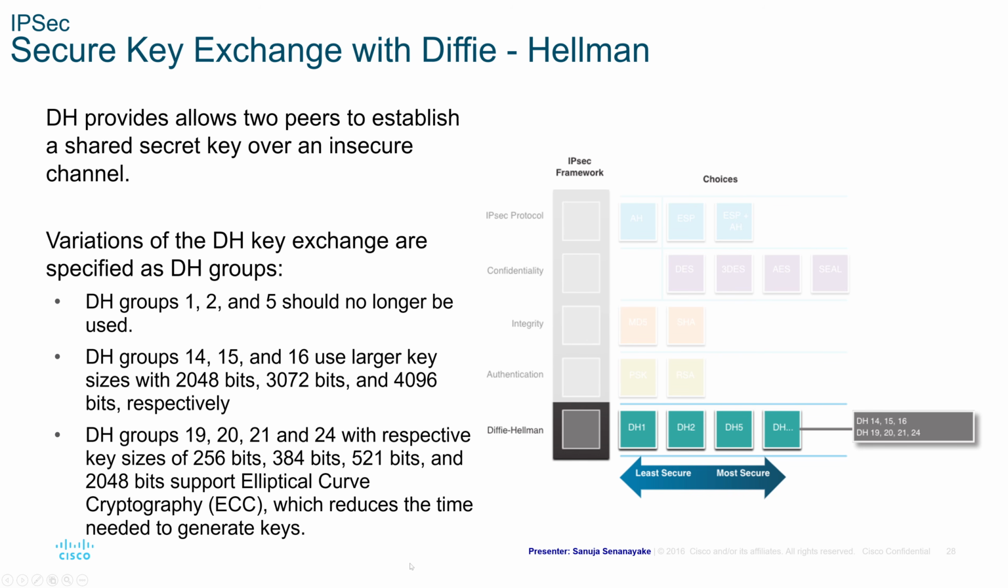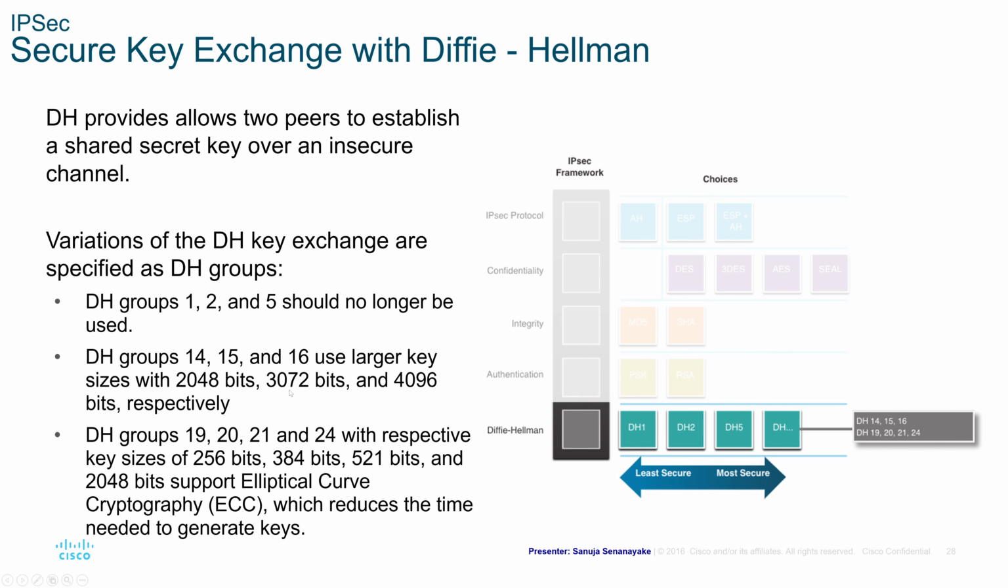For now, for this course, just know what these groups are. Make sure you remember that we shouldn't use groups 1, 2 and 5, and you should know DH groups 14, 15, 16, and groups 19, 20, 21 and 24, and how they differ from each other. So for your exams, if the Cisco quizzes or exams ask you which are the elliptic curve cryptography DH groups, you should be able to pick 19, 20, 21 and 24, as opposed to 14, 15 and 16, which do not have the ECC capability.